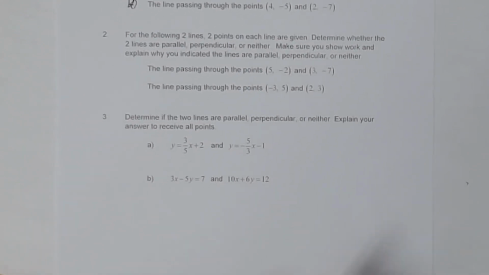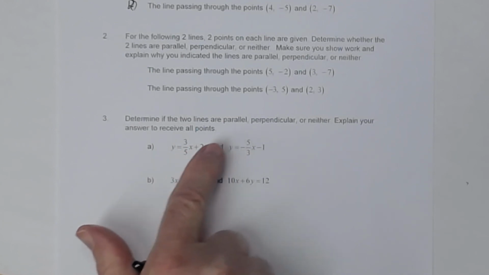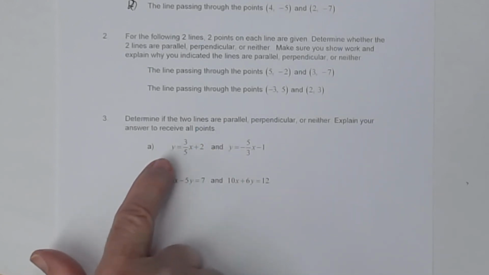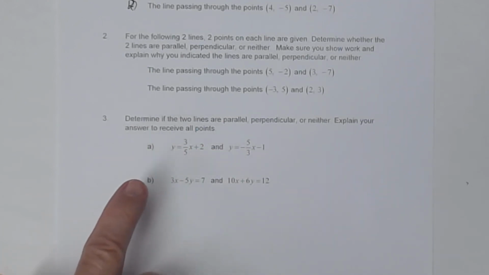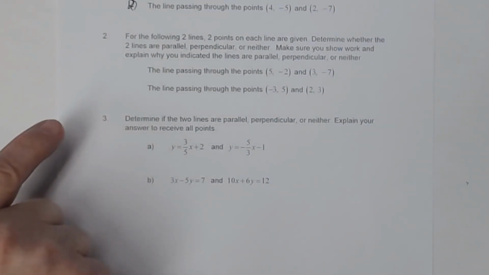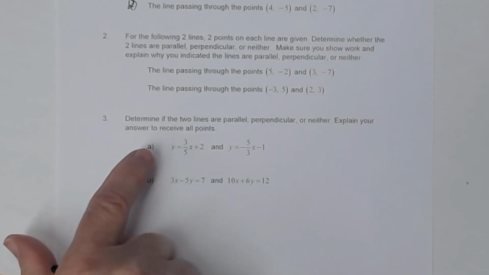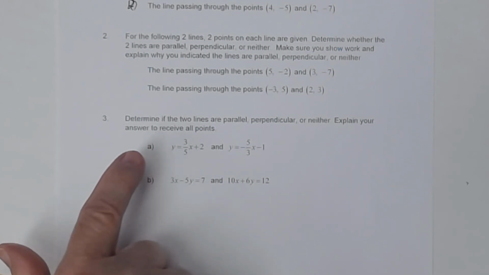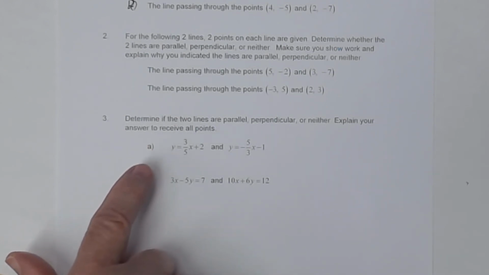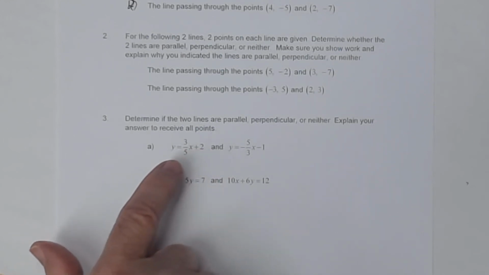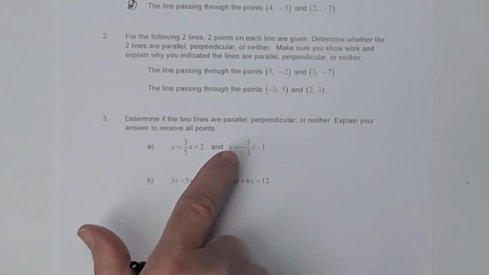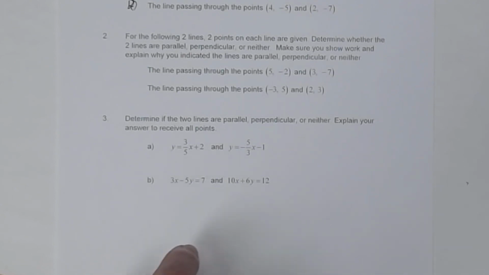Now number 3, to determine if those are parallel, perpendicular, or neither, notice that you're given equations of the line. And what you want to do in both cases is find the slope, just like you did in 1 and 2, except these are equations. And to determine the slope, you're going to use the idea of slope-intercept form. The coefficient of the x-coordinate will be the slope once you find the slope-intercept form. So that's going to be the idea there.